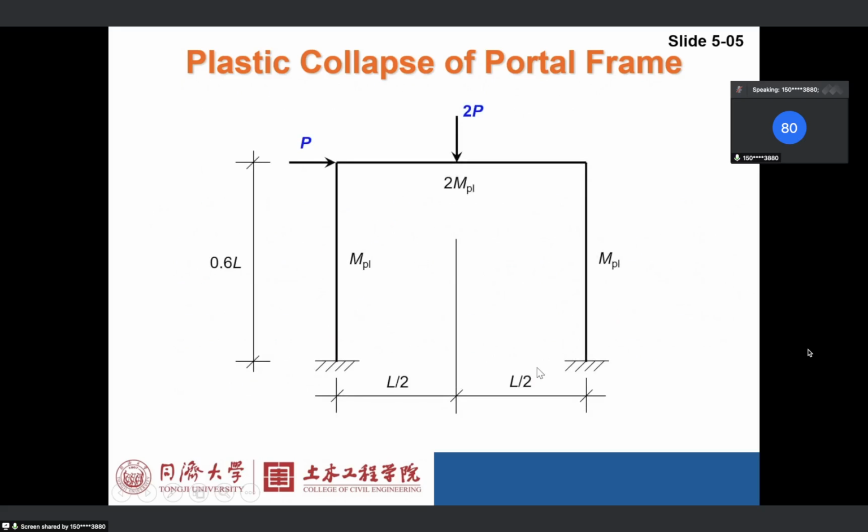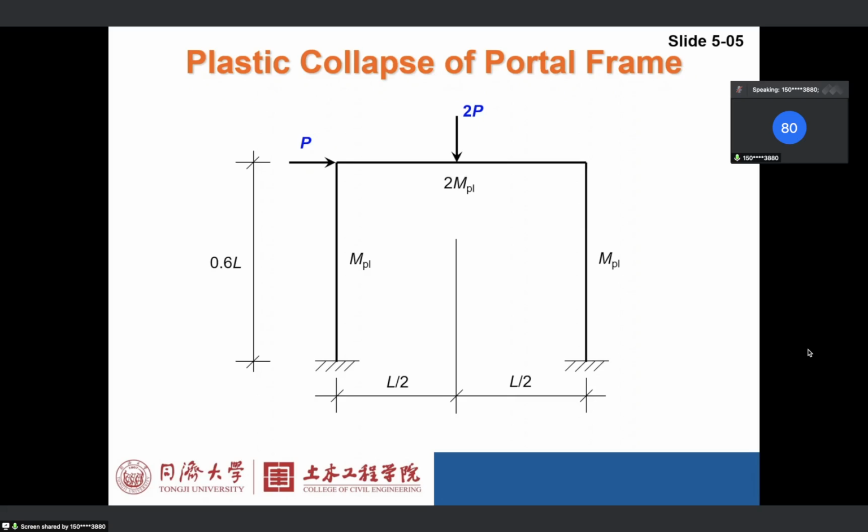The good thing for a portal frame is there are only 3 possible mechanisms. Do you remember for a beam, the most typical one is 2-bar mechanism, right? This is the most typical one for 2-bar mechanism. Similarly, for a portal frame, we also have 3 typical mechanisms. And the first thing that you need to remember is understand the 3 typical mechanisms.